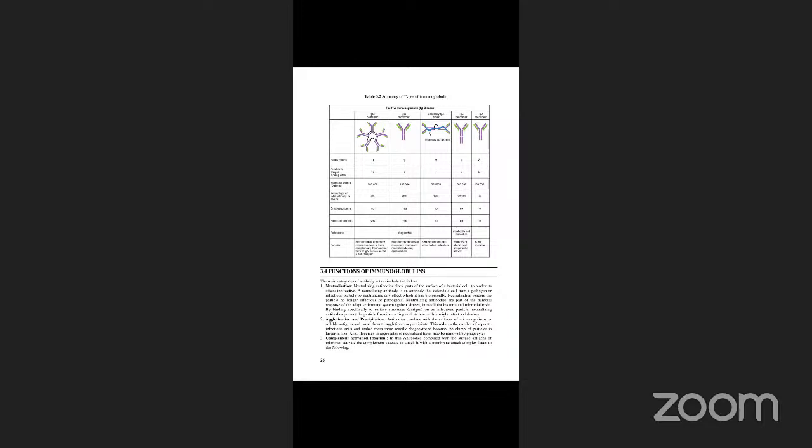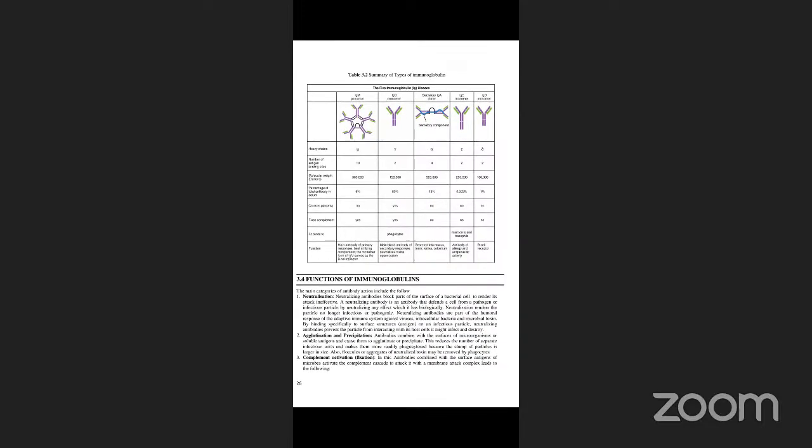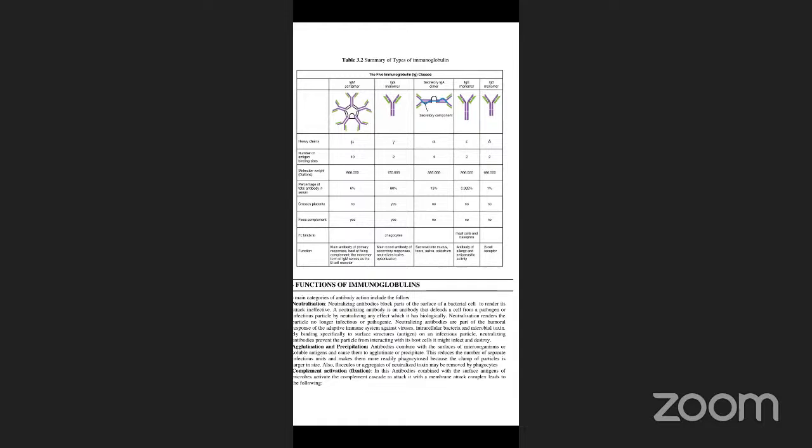And one more thing: the heavy chains, I told you. They are also of different types: mu, gamma, delta, alpha, epsilon. The first one is mu for IgM, IgG is gamma, IgA is alpha, IgE is epsilon, and IgD is delta. They are nothing but the genetic variation, so you have to remember that.